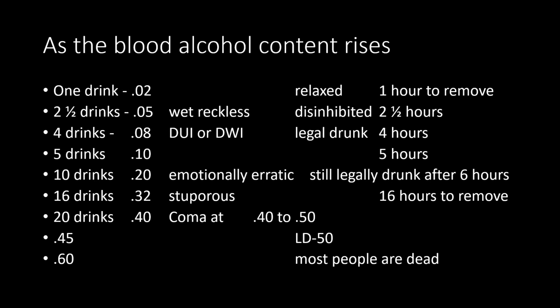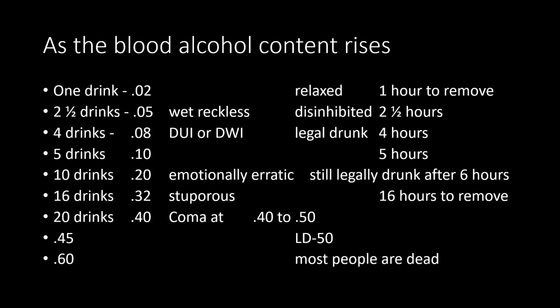At 16 drinks, 0.32, most people are stuporous. That is, they're not unconscious, but the lights are on and nobody is home. It will take at least 16 hours for the alcohol in the system to be processed and removed. 20 drinks reaches a blood alcohol content of 0.40. This is, for most people, a coma between 0.40 and 0.50. 0.45 is considered the LD50, the level at which half of the people who reach this amount of alcohol in the bloodstream will die. And at 0.60, almost all people will be dead.